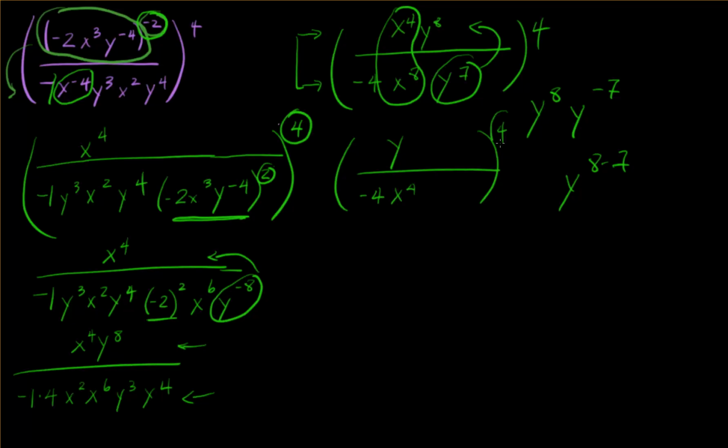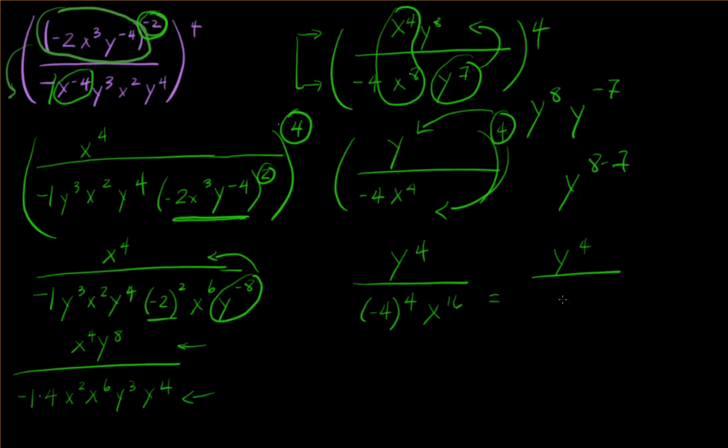Now, let's go ahead and take the 4th and then distribute it into every single value. So we have y to the 4th, and then negative 4 to the 4th, and x to the 4 times 4 is 16. Okay, so y to the 4th. Okay, so we have negative 4 to the 4th. I'm going to go ahead and use my calculator. That is 256. A negative times a negative times a negative times a negative is a positive. Okay, and x to the 16th. And that is my final answer.